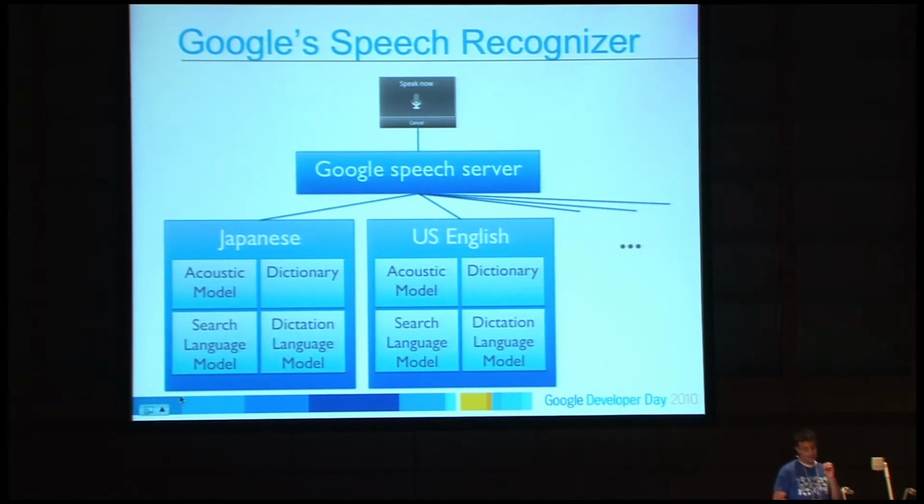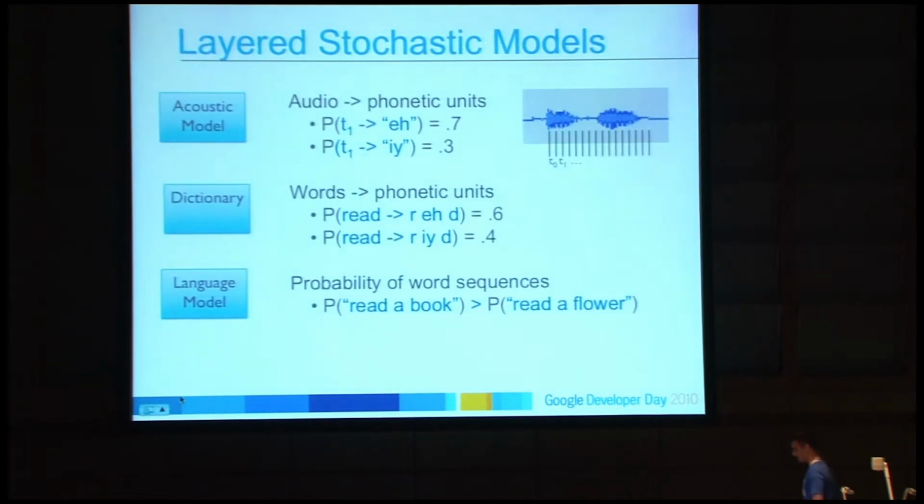Inside each of these servers are a number of important components which make speech recognition possible. I won't go into all the details on them, but I just thought I'd talk briefly about some of them. So there's an acoustic model, a dictionary, and different language models, which we use in order to make speech recognition possible. Each of these is a stochastic model, and they're layered together in order to come up with the best hypothesis for what you said.